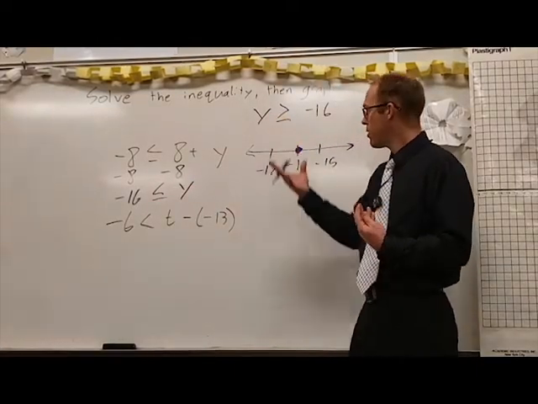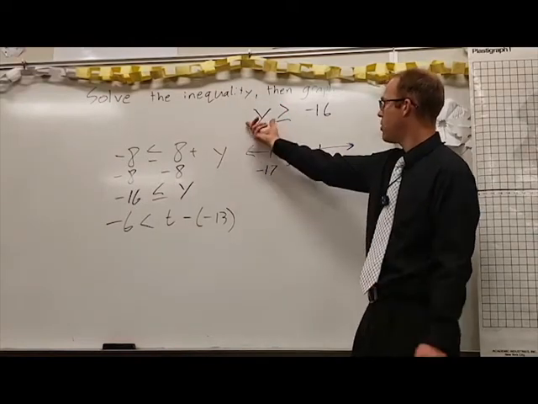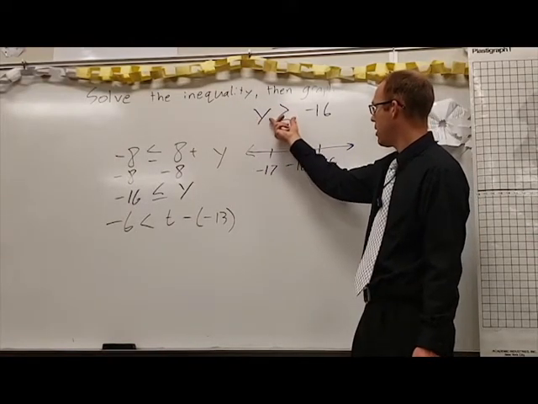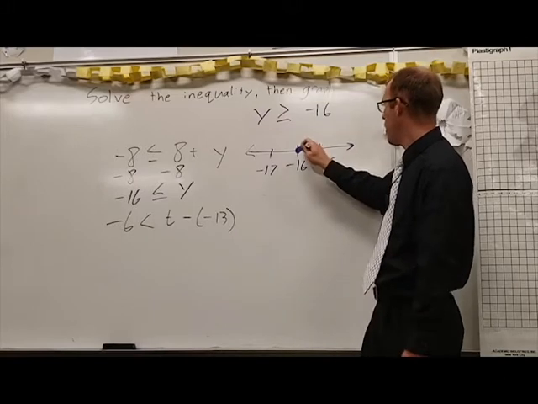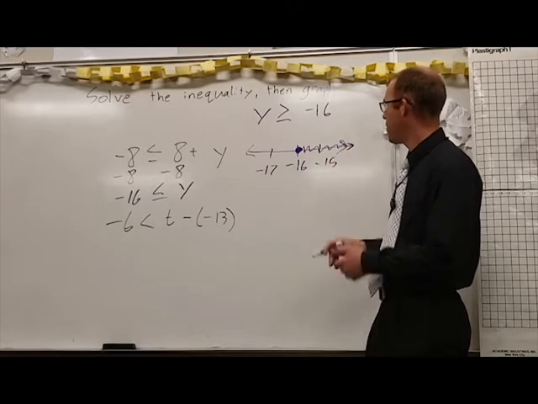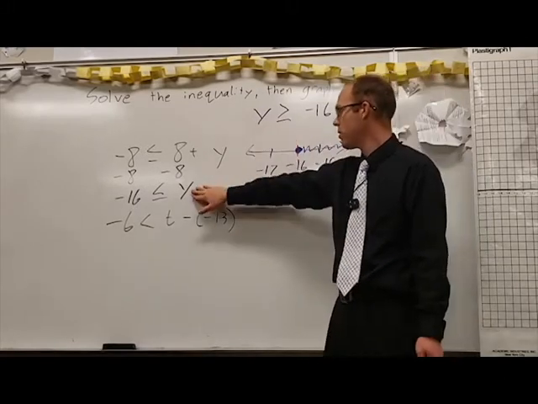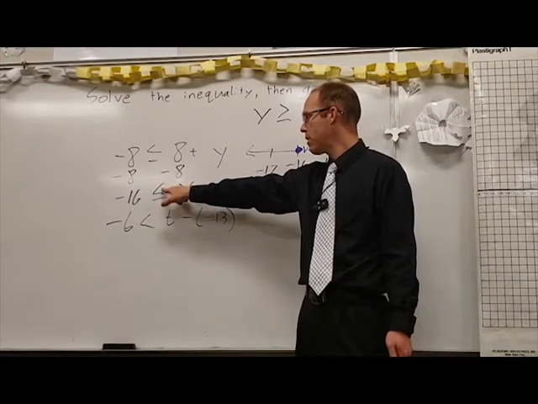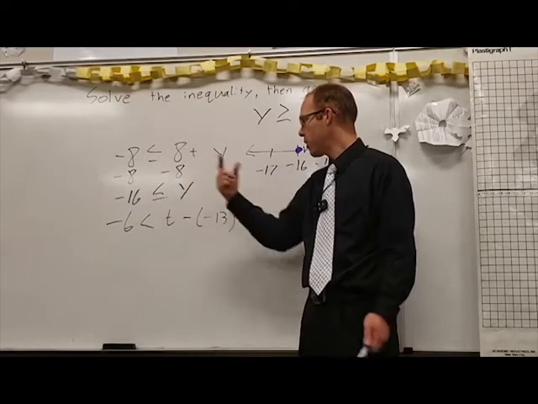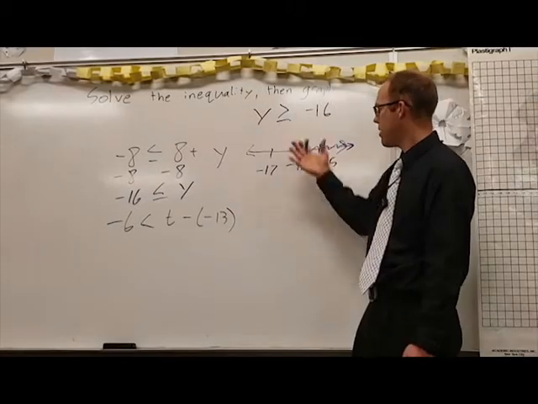All right, this way is a little bit more natural for me to read. Our solutions, the y's, are bigger than or equal to negative 16. Well, those are found on the right-hand side. Now, you don't have to switch this around. We can still see from this that our y's are the bigger numbers because the opening is going towards the y. Sometimes this helps for me to see.